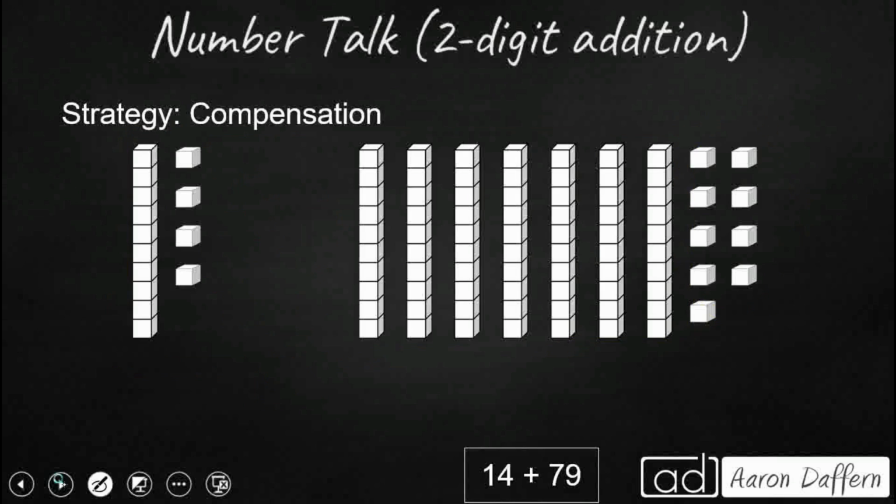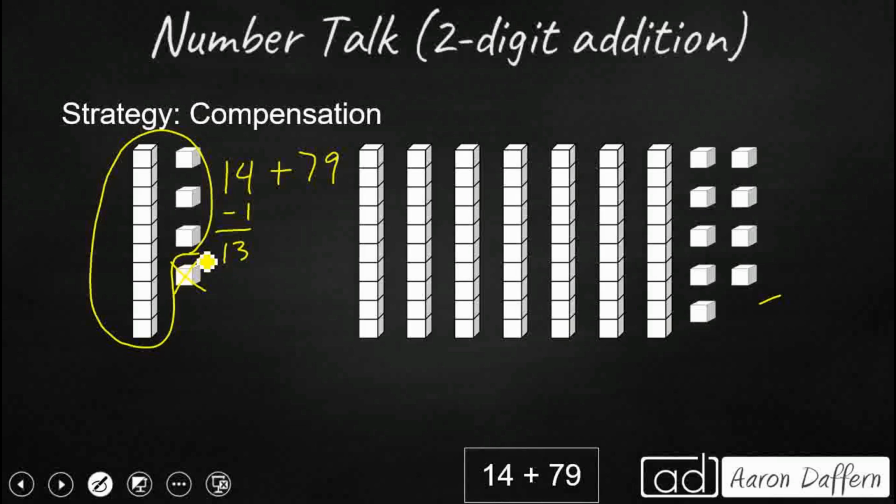We can also use compensation, which can sometimes make it a very simple problem. 14 and 79, what we do is we look at our two addends and we think which one is closest to the next 0. And really it's the 79. Look, I've got 1 away from 80. So I'm going to take 1 away from this 14, and I'm just going to take it away. So that's actually just going to leave 13 left. That's all that's left is my 13.